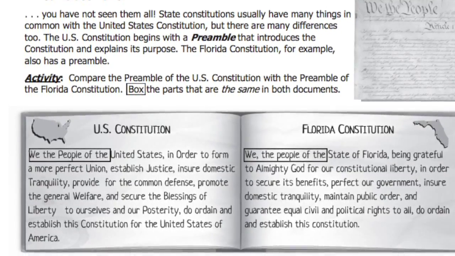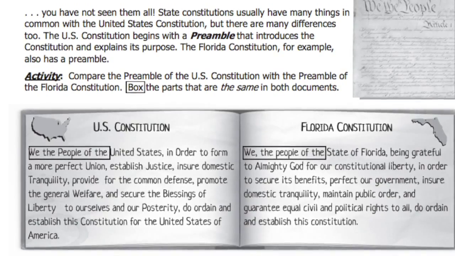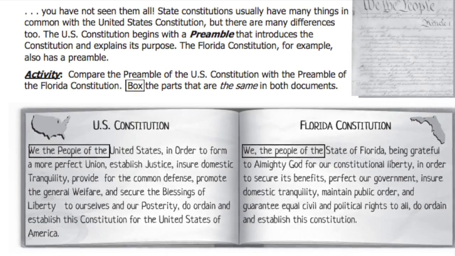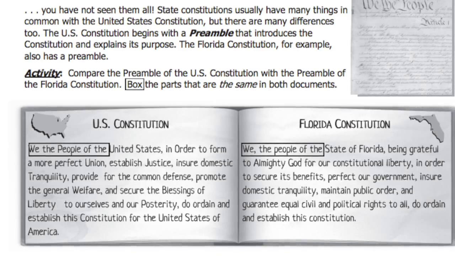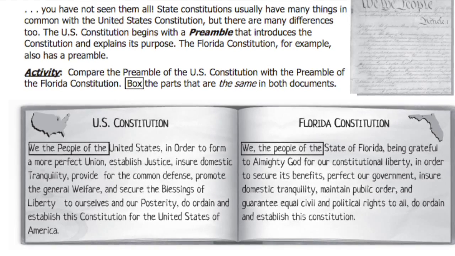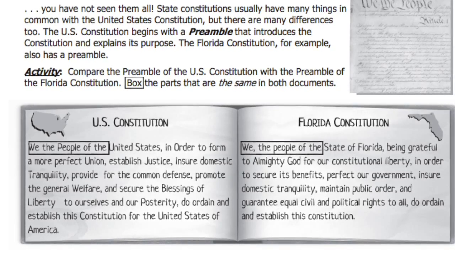So on the left-hand side you have the U.S. Constitution, and on the right-hand side you have the Florida Constitution. You're going to go through that and either highlight or box in all parts that are the same. So everything that's similar, the same between the two constitutions.